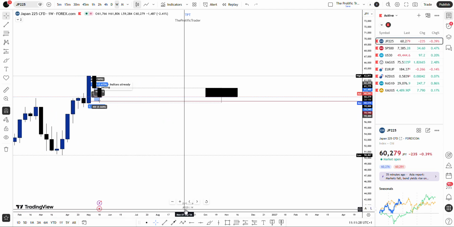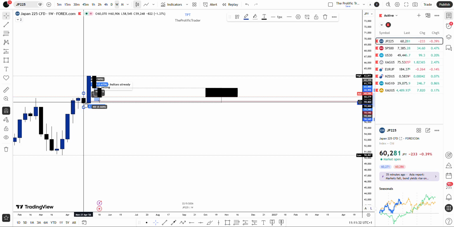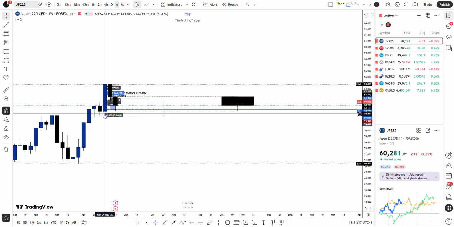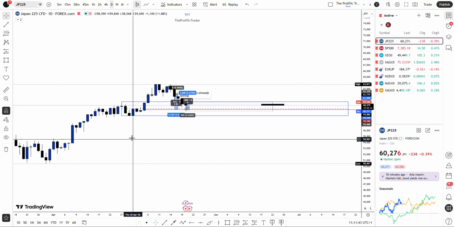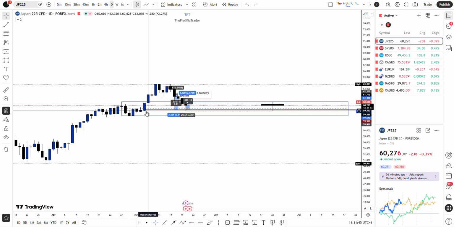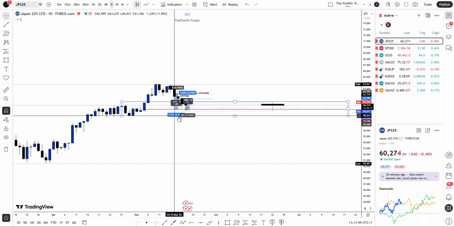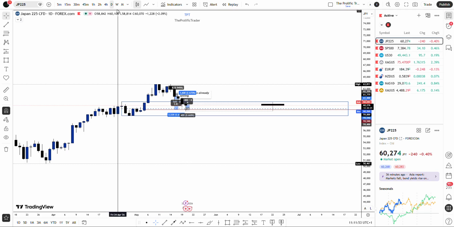Right here, we are reacting from this area. You can see this OB that's sponsored by this on JP225. This is the OB that's sponsored by, right? So if we go down to the daily time frame, you can still see the same thing. It has gotten there to the midpoint of that other block there, and it's rejecting right now.